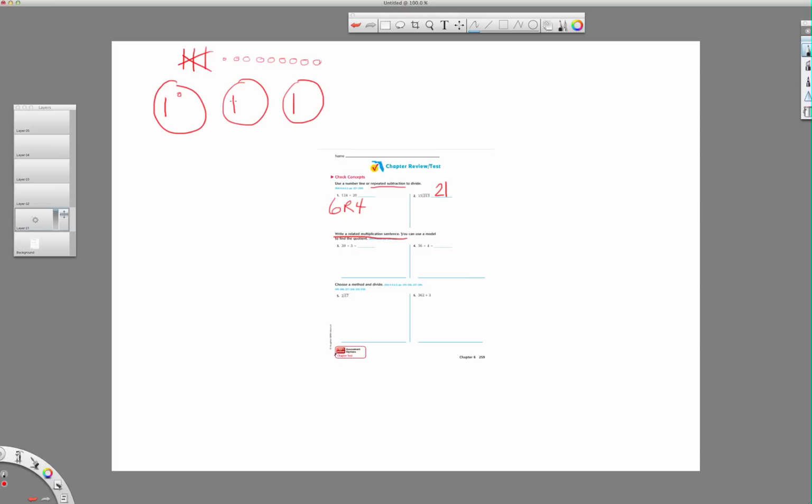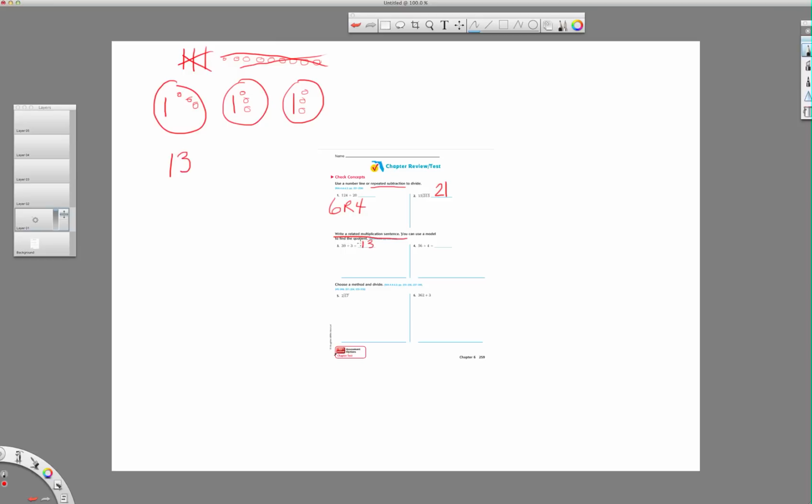So let's see, 1, 2, 3, 4, 5, 6, 7, 8, 9. Perfect, it ends up perfect. I don't have any left over. I used all 9 of those. So now if I look inside of each group, that's going to be my answer. 1 10 stick, so I put a 1 in the tens place, and 3 ones, so I put a 3 in the ones place. So my answer is 13.